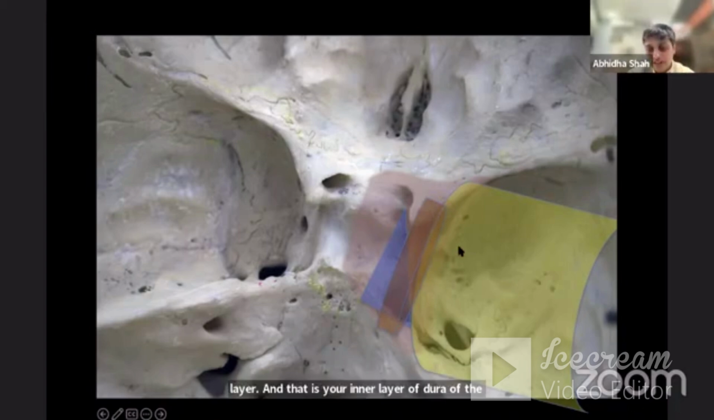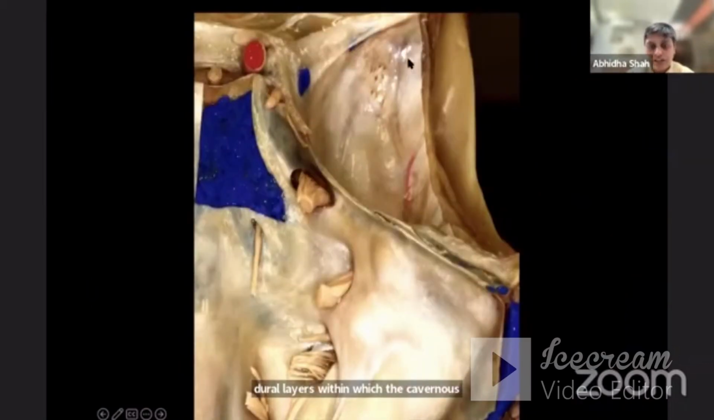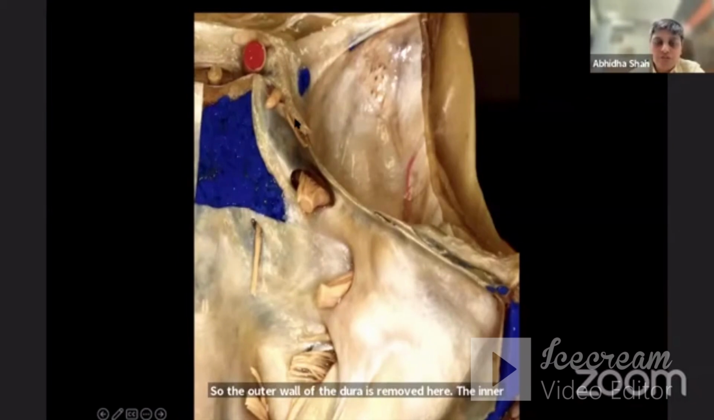So these are the dural layers within which the cavernous sinus resides. Let's look at this again. This is the endosteal layer. Here the meningeal layer has been removed, and here you see the beginning of the cavernous sinus. So the outer wall of the dura is removed here. The inner wall of the dura here is made up of this endosteal layer mixed with the layer of dura that surrounds the cranial nerve.